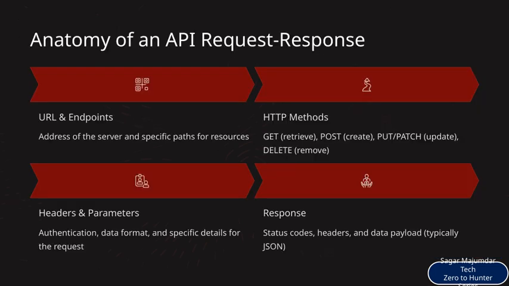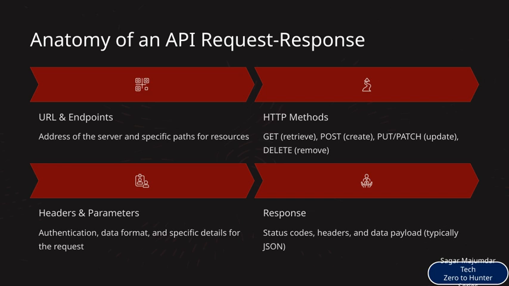All right, let's dive into the anatomy of an API request and response. First, we have the URL and endpoints. Think of this as the address of the server and the specific paths that point to the resources we want to access. It's like giving someone a precise street address so they can find what they're looking for.